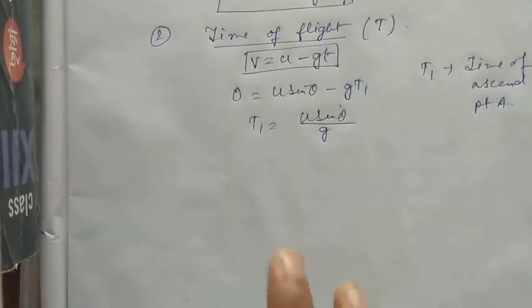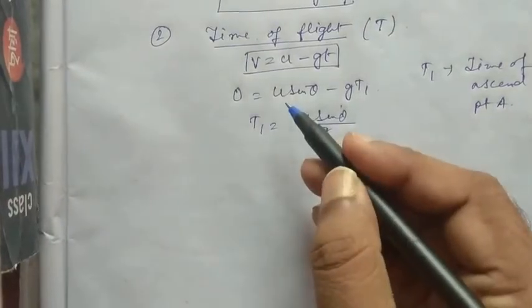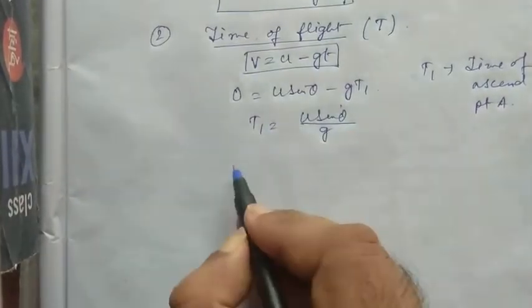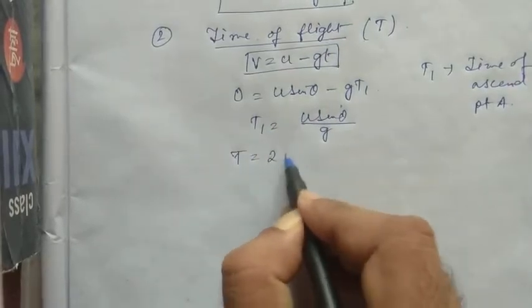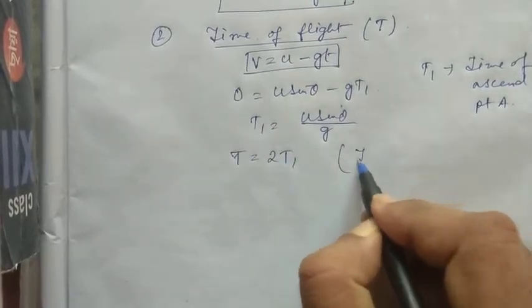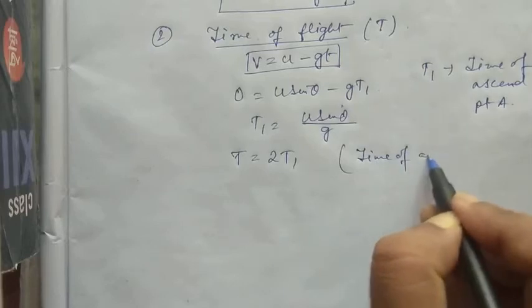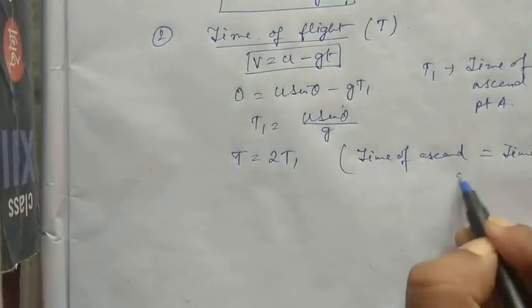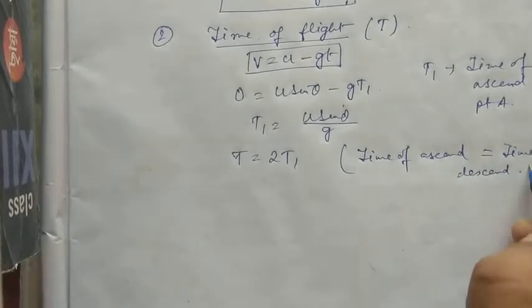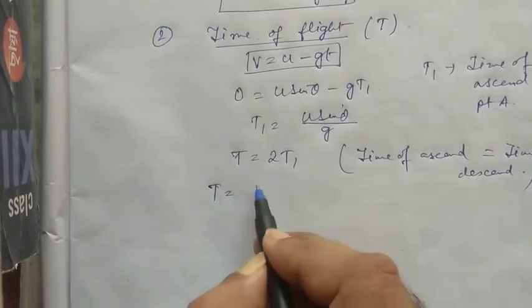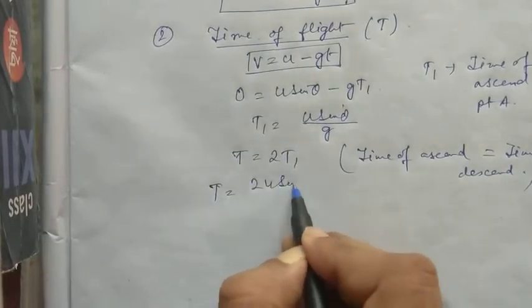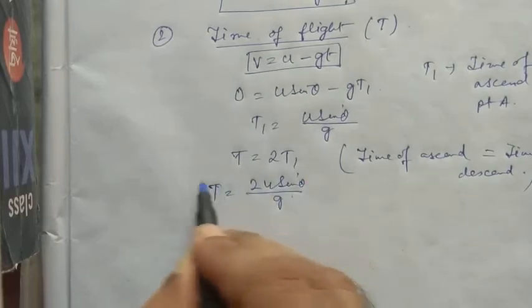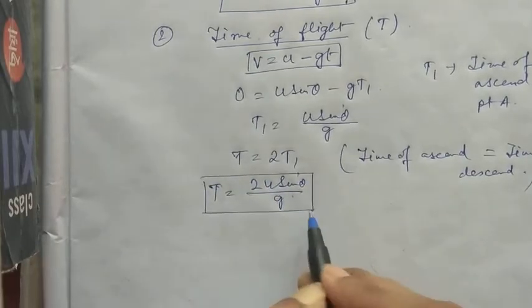Now we all know the time of ascent is equal to the time of descent. So t can be written as 2t1, time of ascent equal to time of descent. So t comes out to be 2u sin theta by g. So this is the formula for the total time of flight.